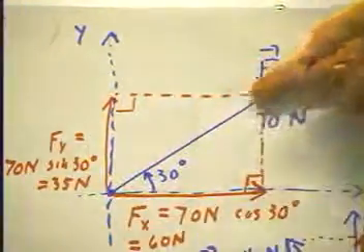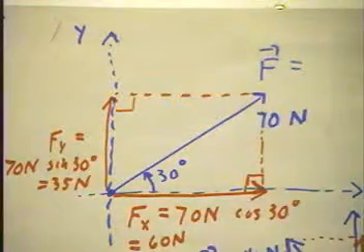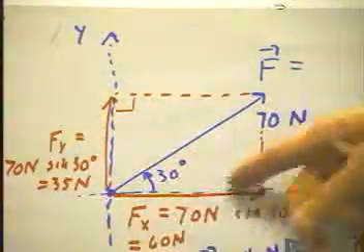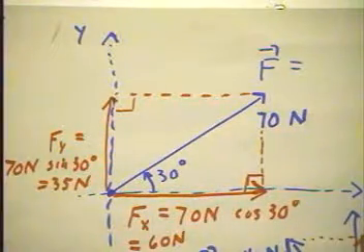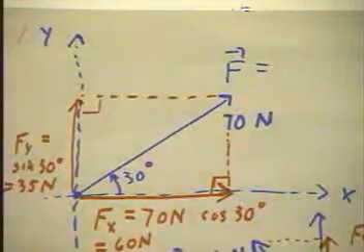And somebody's pulling on this block with a 70 Newton force. And the 70 Newton force is applied at a 30-degree angle with some direction that we designate as the x direction. Now that is designated as the x direction here.